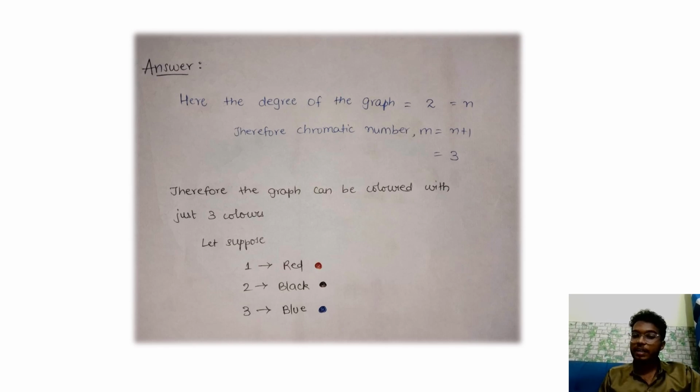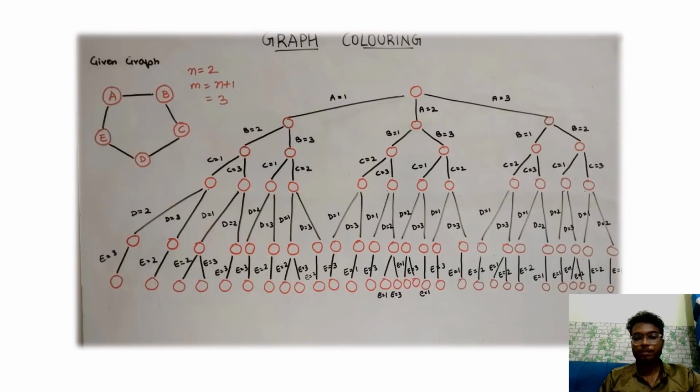And the chromatic number is simply the degree of the graph plus 1. Since the degree of the graph is 2, the chromatic number would be 2 plus 1, that is ultimately 3. Therefore the graph can be colored with just three colors, since the chromatic number determines the minimum number of colors we can use to color a graph. Let's suppose we have three different colors: red, blue, and black. So moving on to the next slide.